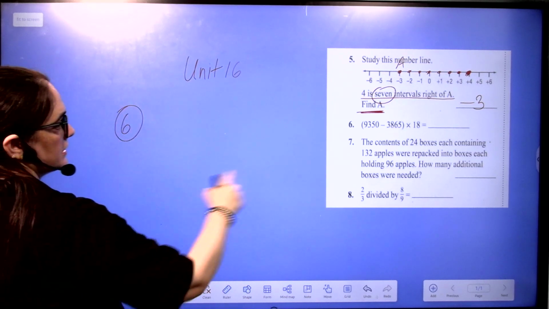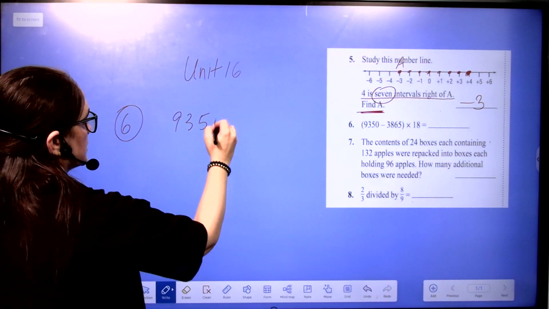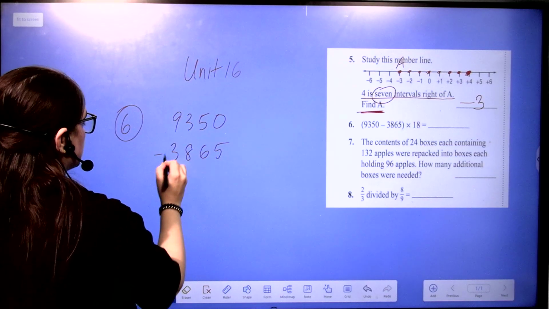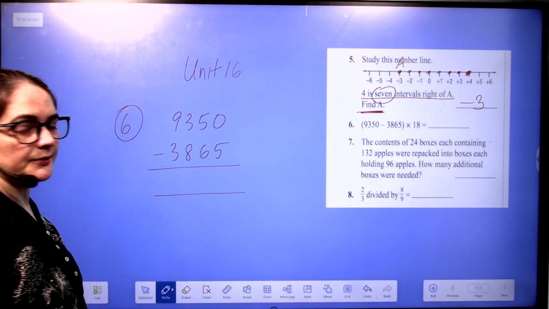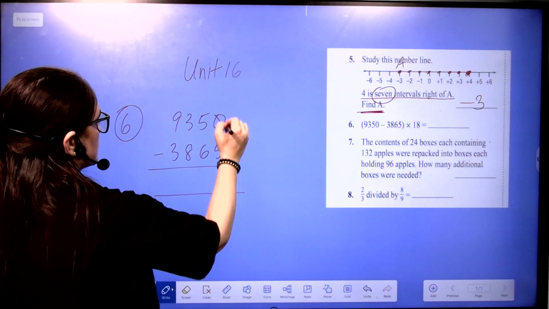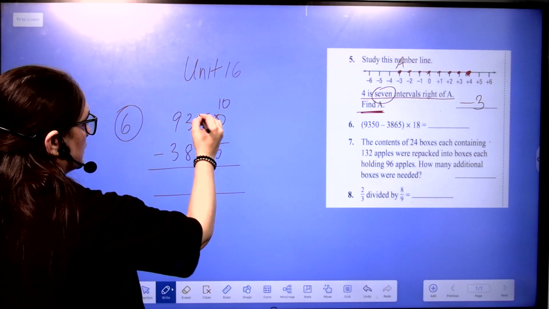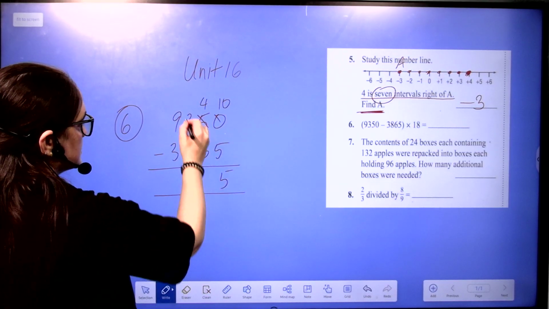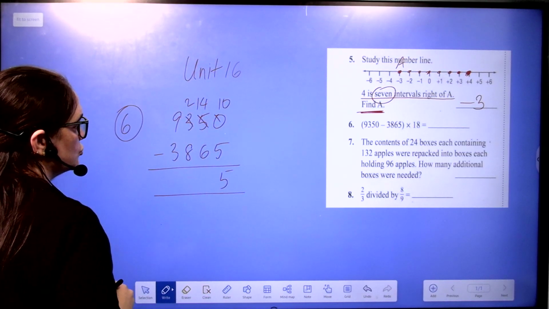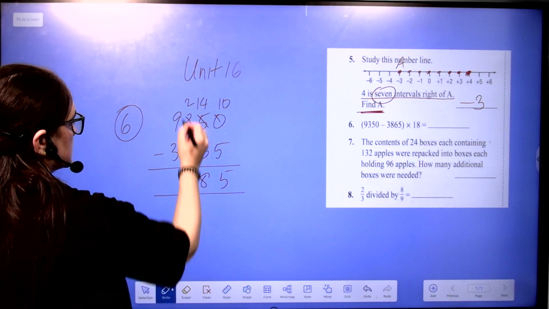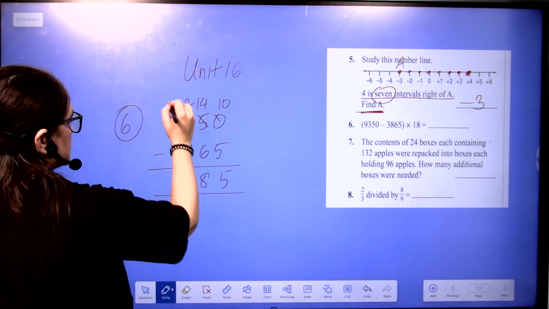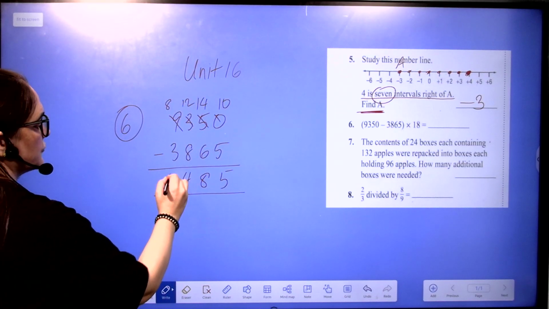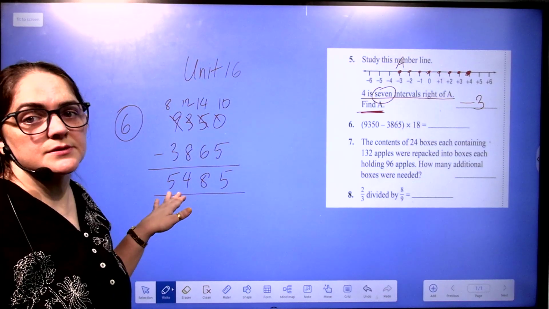This is question 6 and I'm trying to minus 9,350 take away 3,865. We'll borrow and subtract, 4-digit subtraction. So this would be 10 and then this would be 4. 10 take away 5 is 5. 4 is again less than 6, so I'll make it 14. This would be 2. 14 take away 6 is 8. 2 is again less, so I'll cancel 9. This would be 8 and this would be 12. 12 take away 8 is 4 and that's 5. So this is my answer after subtraction.